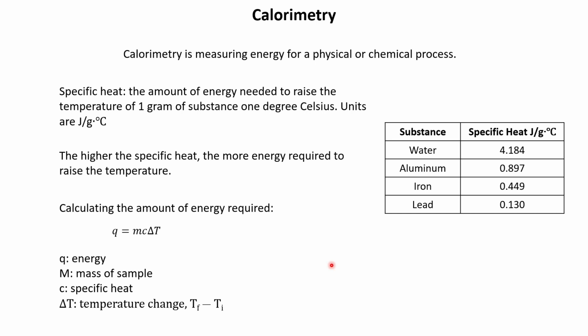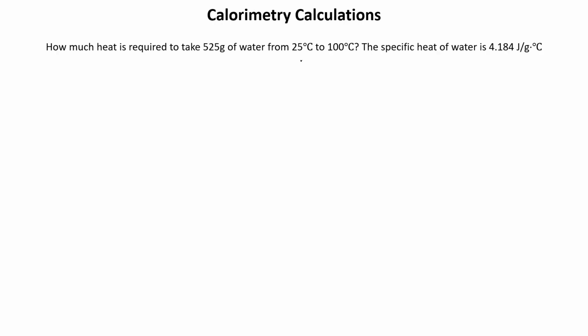Okay, let's see some numbers. Let's work some problems. Here's our first problem. How much heat is required to take 525 grams of water from 25 degrees Celsius to 100 degrees Celsius? And we're given the specific heat of water. So we're basically going to try and boil a pot of water here.